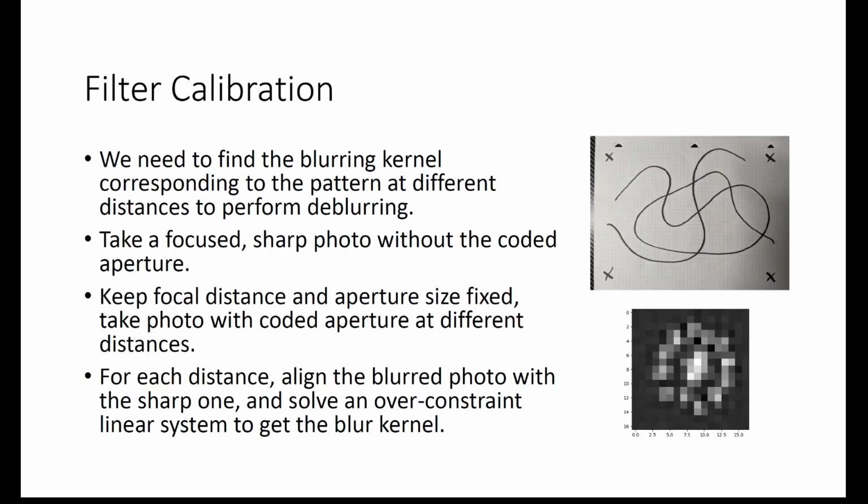Then we want to get the blurring kernel for the filter at different distances in order to do the deconvolution in the next step. We can do this calibration by first taking a sharp photo of this random curve I drew without using the coded aperture. Then, with the focal length and aperture size fixed, we incrementally increase the distance between the drawing and the camera. For each distance, we first align the sharp photo with the coded aperture one with the blurred one, and get the blur kernel by solving an overconstrained linear system.